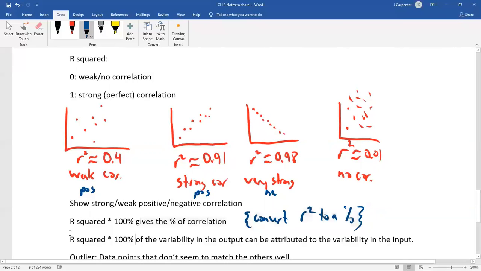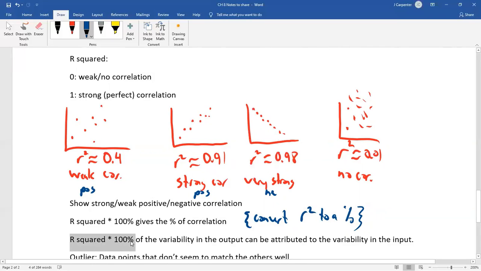So here's our sentence, and this r squared times 100%. Again, this right here is just you writing the r squared as a percentage. So using the numbers above, you would say 40% of the variability, or 91% of the variability, or 98% of the variability, or 1% of the variability, which would be bad. So let's use the third one, 98%.